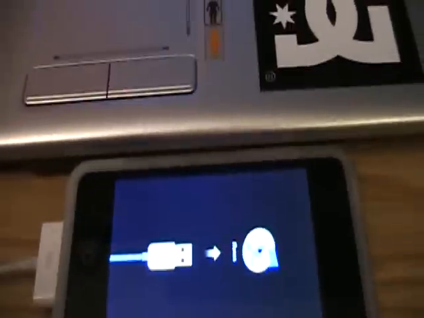I have a problem with my iPod, and I need you guys to help me because I have no idea what I'm doing. I tried to get that Blackra1n thing for the new firmware update to jailbreak the iPod third generation. I don't know if it worked, but my iPod is stuck in restore mode.